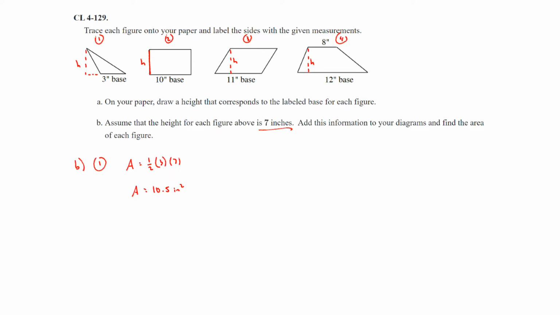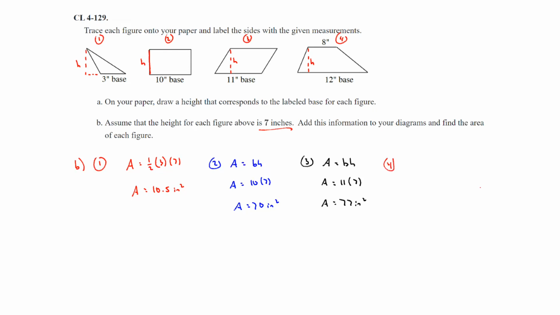On the next one, figure 2, it's a rectangle, so that would just be length times width, or base times height, if you want to look at it that way. And that would be 10 times 7. So on this one, that would be 70 inches squared. On figure 3, we're looking at a parallelogram. And the parallelogram does have an area of base times height, where the rectangle typically is length times width. So on this one, we have a base of 11. The height is 7. So our area is 77 inches squared.